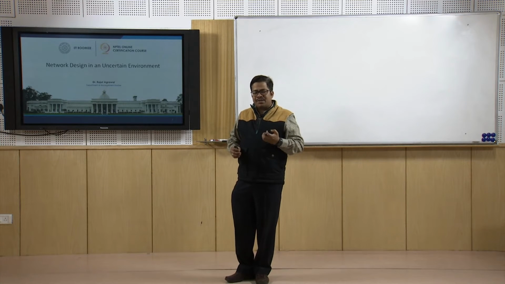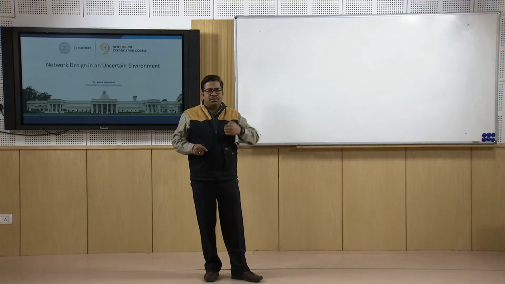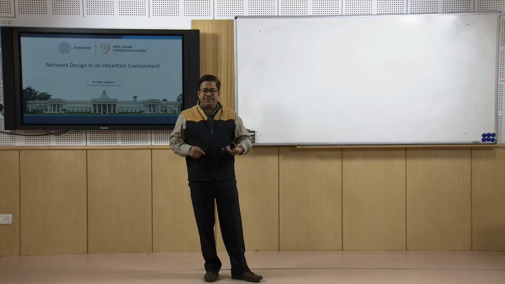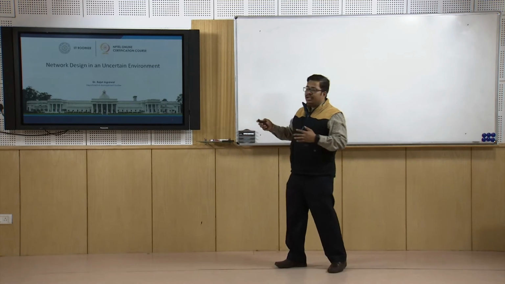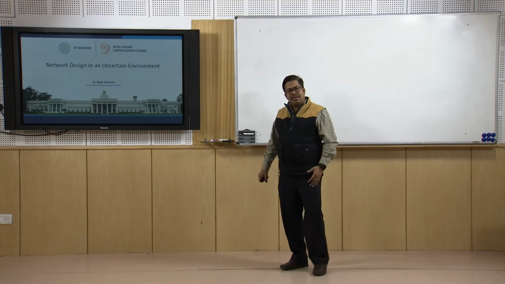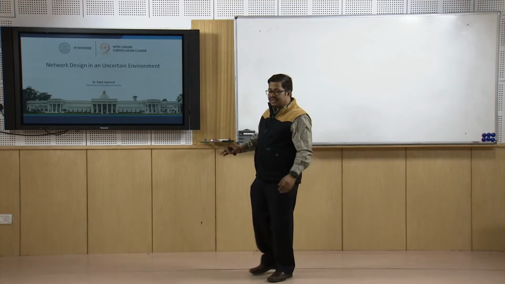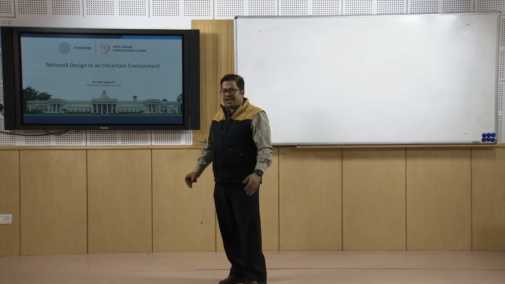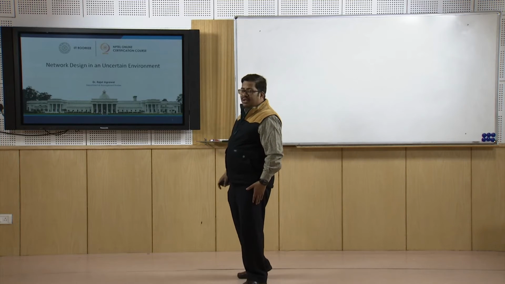So for that purpose, it is quite necessary that we need to evolve our models, we need to evolve our calculations so that our decisions are with respect to uncertainty of the environment. So now in this session we will focus on what the different types of uncertainties are and how to design a network, how to design a supply chain with respect to those uncertainties in the external environment.